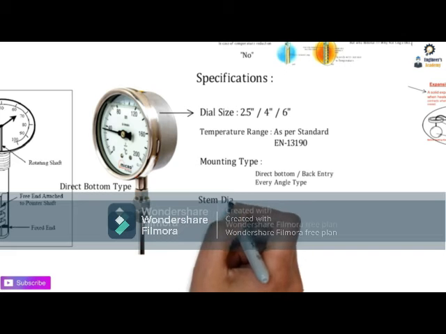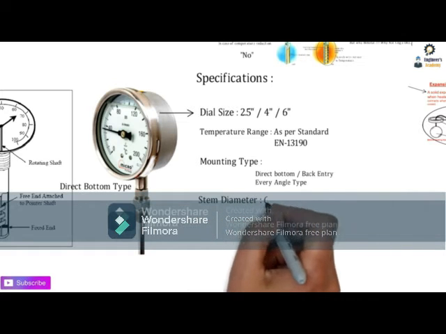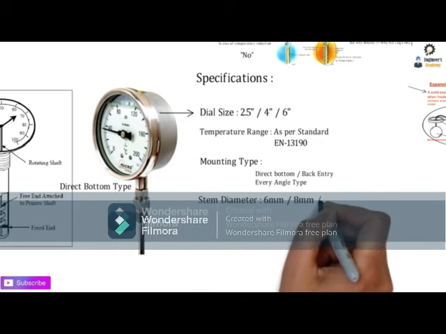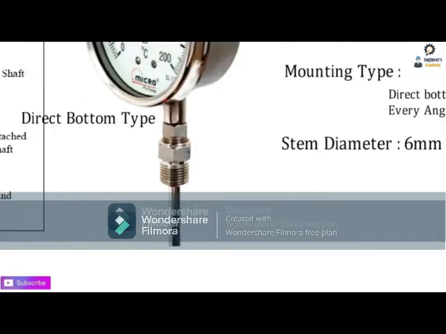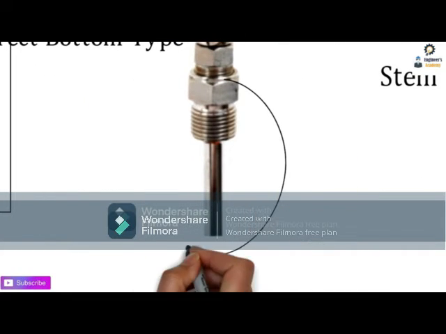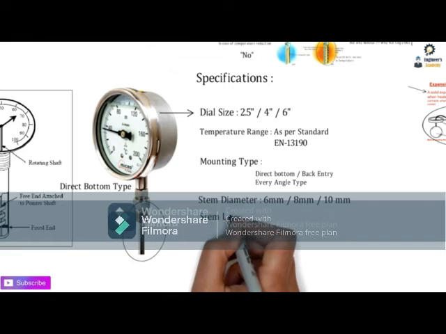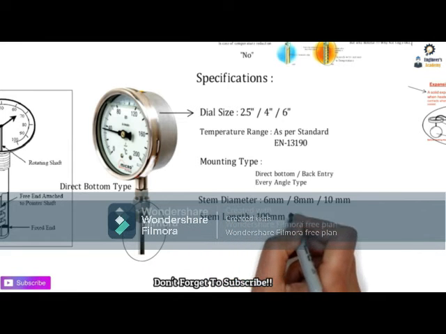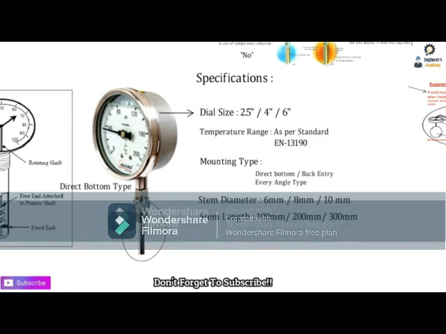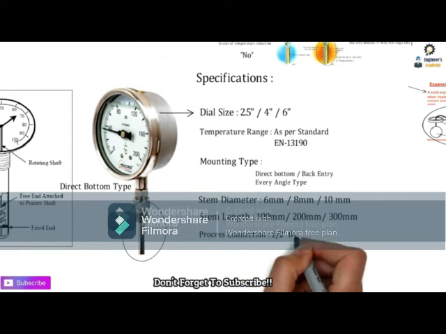Moving next is the stem diameter. The stem diameter can vary from 6 mm, 8 mm and 10 mm. Apart from the stem diameter, next is the stem length, which can vary depending upon the requirement of the customer, that is 100, 200 and 300 mm. Next is the process connection.